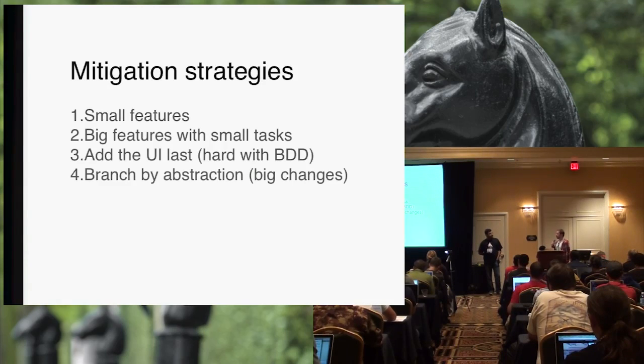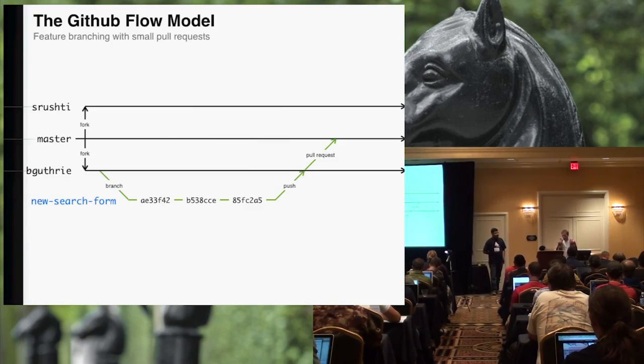That having been said, I don't think you could do branch by abstraction with something like a Rails upgrade. I've done nasty Rails upgrades before, and you can't abstract away the framework, right? Yeah, exactly. Anyway. Yeah, so the GitHub flow model, which as far as I know, they use for everything.